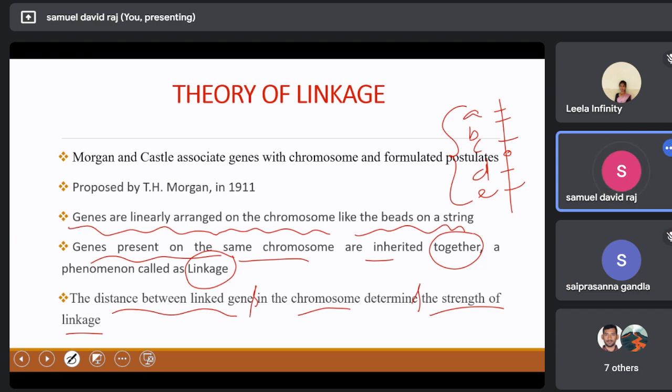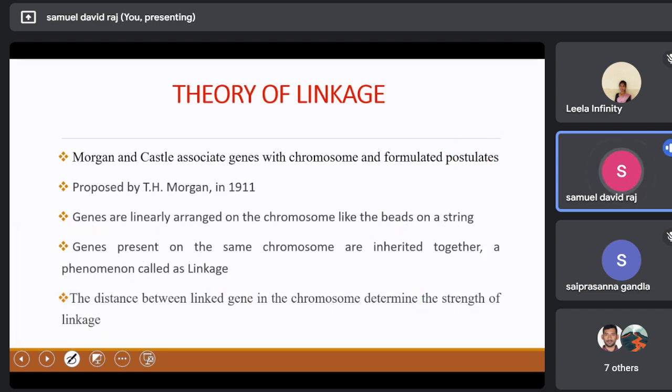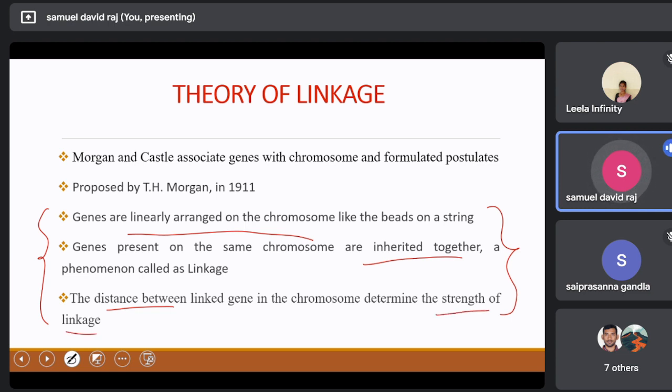So this is the theory of linkage as proposed by Morgan and also Castle. You have to note down these 3 points. First point is they are linearly arranged on chromosomes. Second point is they are inherited together. Third point is the distance between linked genes is determined by the strength of linkage. That means there is a relationship between the strength of the linkage and the distance between the linked genes.